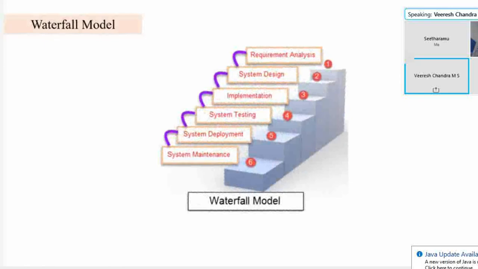So this was the waterfall model I was talking about, wherein this is the flow of the process. Initially, requirement analysis will be done. Depending on the requirement analyzed already, the system or software will be designed using the teams. Once the system is designed, implementation takes place. Once the implementation is done, testing is done.